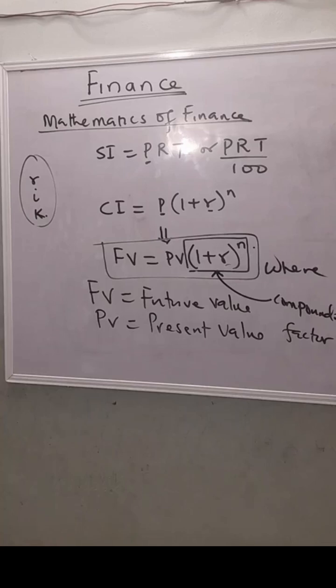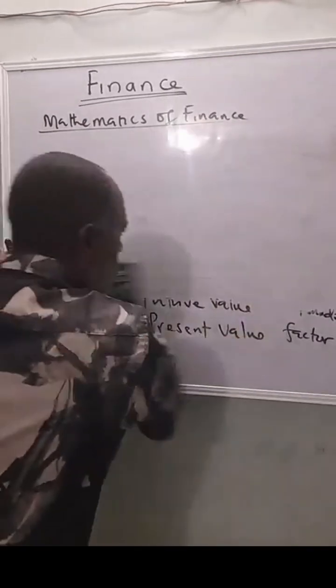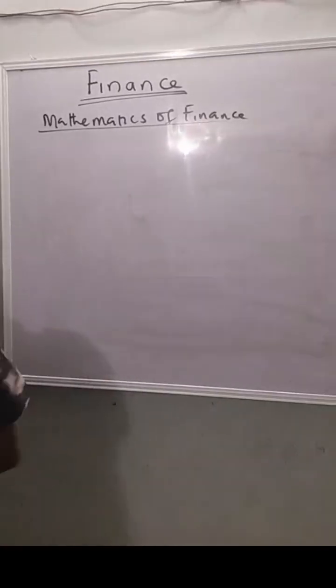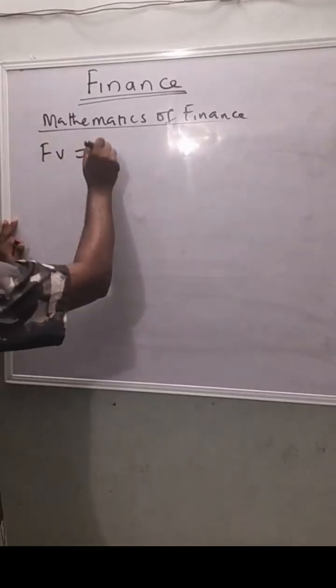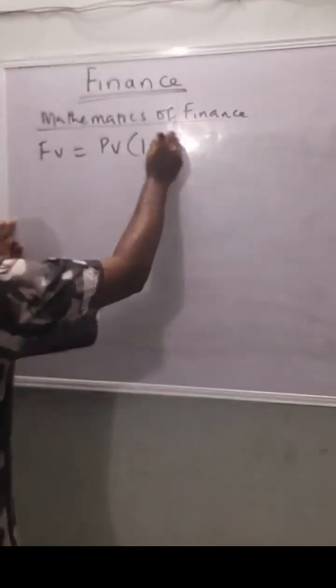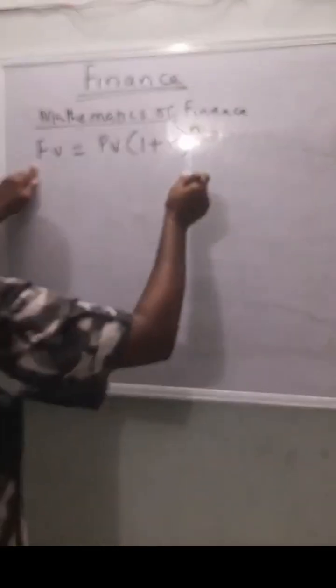So that is how to handle this aspect. Let's see what we can do. Repeating that story, future value of money is present value of money times (1 + r) all raised to the power n. So this is the future value of money.